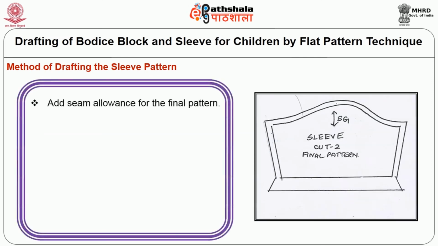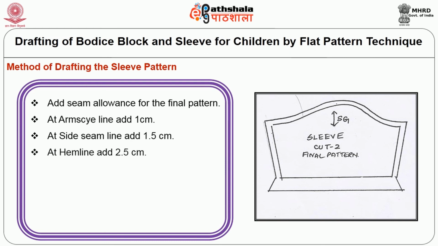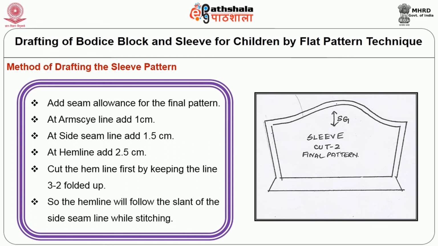Add seam allowance for the final pattern. At armscye line, add 1 centimeter and at side seam line, add 1.5 centimeter. At hemline, add 2.5 cm. Cut the hemline first by keeping the line 3 to 2 folded up. So, the hemline will follow the slant of the side seam line while stitching.